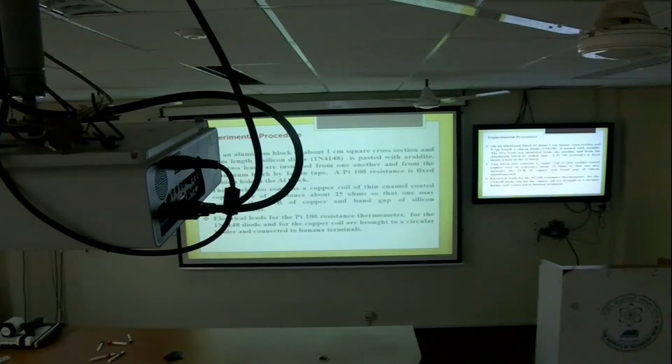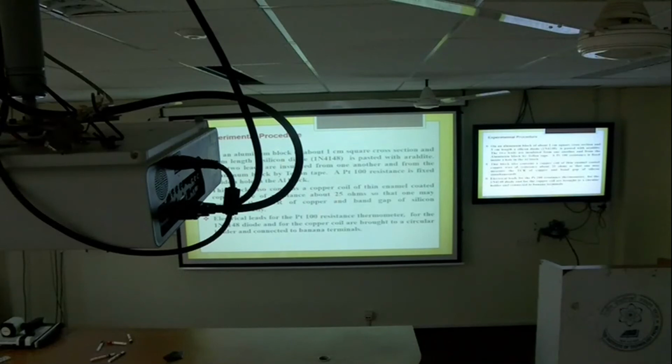PT100 is already fixed inside the block and it is clearly shown on the hole how PT100 leads are coming out. This block also contains copper wire, means there is the same setup which we had discussed just before this discussion. Coil of thin enamel coated copper wire having resistance 25 ohm. So we can find the TCR of copper and band gap of the silicon at the same time.